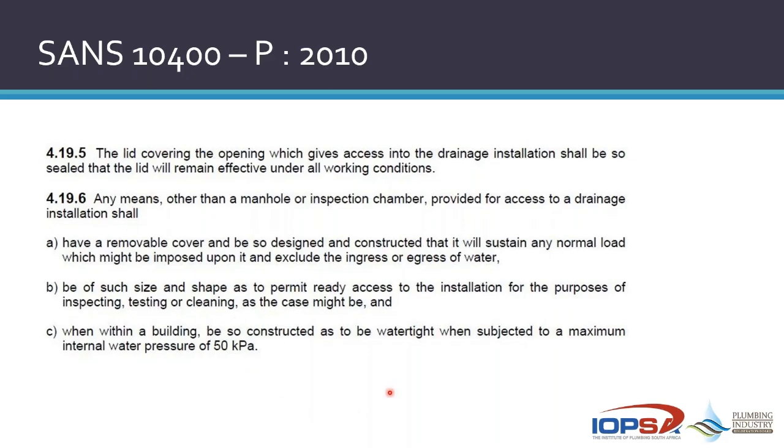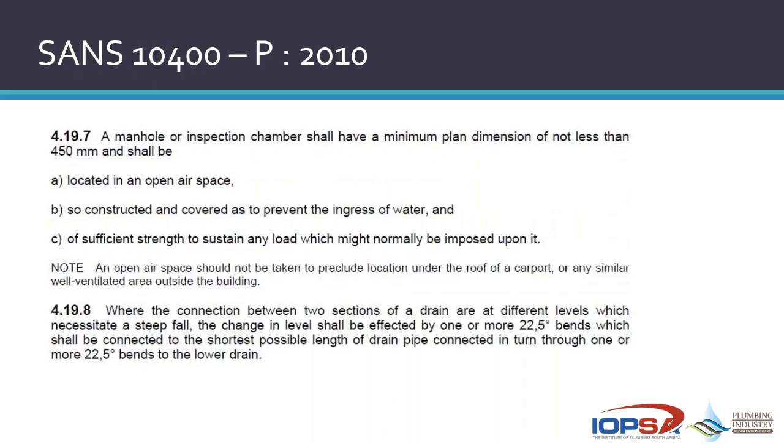Be of a size and a shape to permit ready access to the installation for the purpose of inspecting, testing, or cleaning, as the case might be. And then within a building, be constructed to be watertight when subjected to a maximum internal water pressure of 50 kPa. So 50 kPa is around what you get when you're plunging on a blocked drain. You wouldn't want the thing to be pouring water all over the place. You'd want it to be closed and tight so that whatever pressure you apply goes onto the blockage and not leaking out of all types of openings and holes.